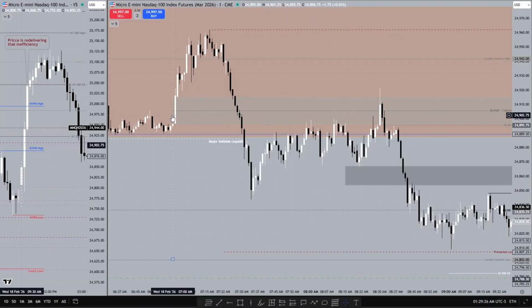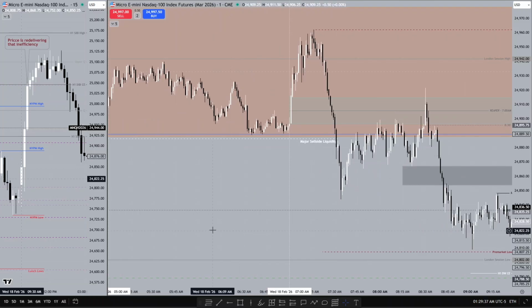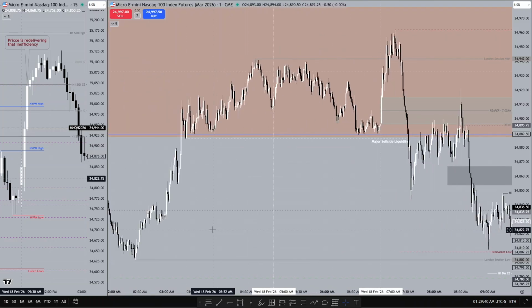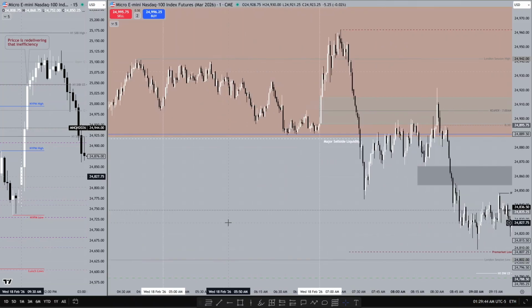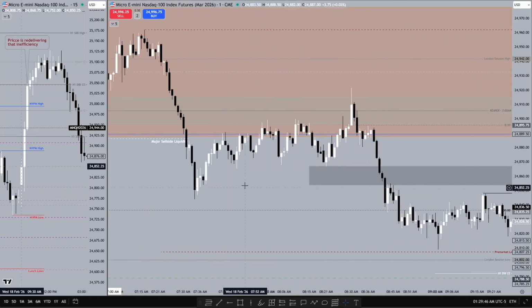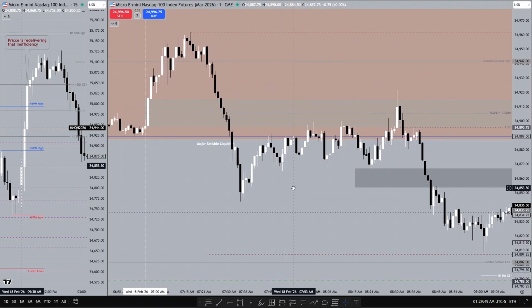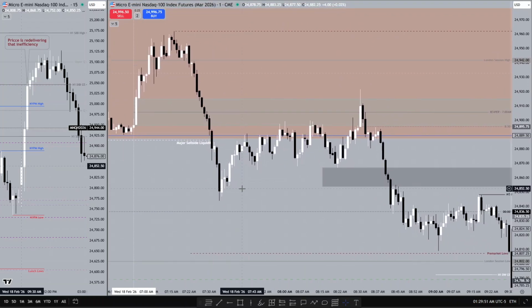Now in review, price forms this and rallies up. It sweeps the buy side. So London highs are engaged. The sell stops are resting here. Sell stops are also resting at London lows. So during this pre-market session, the objective was buy side and then sell stops.